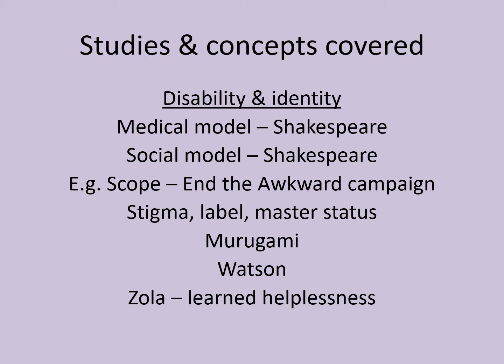Here is a list of the studies and concepts covered in the disability and identity lesson. We had the medical model and the social model, and we had two different points which came from the sociologist Shakespeare. We also had the example of the End the Awkward campaign from the charity Scope. Also, there were the concepts stigma, label, and master status. And then we had three more sociologists. We had Murakami, Watson, and Zola. Zola also gave us the concept of learned helplessness.